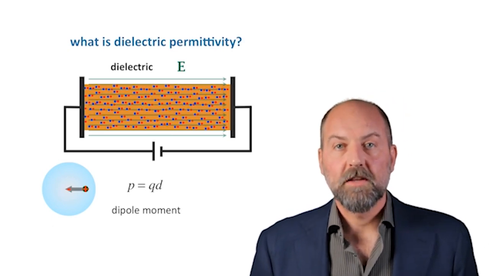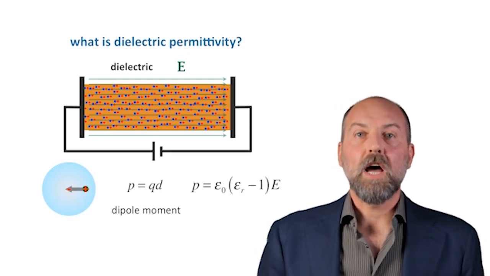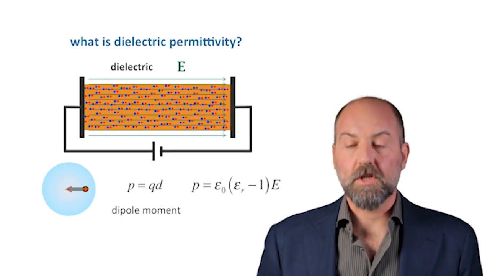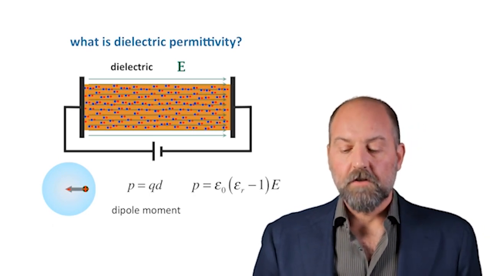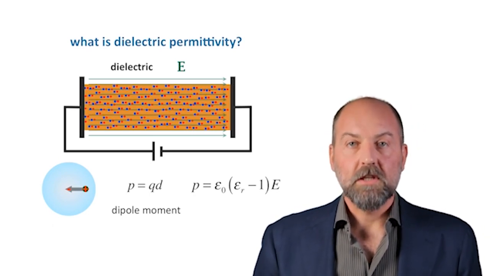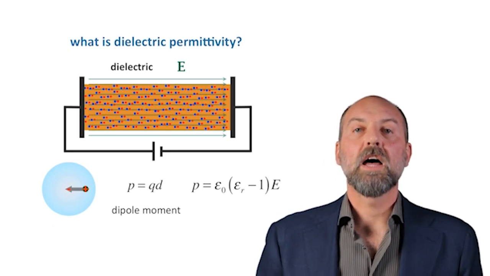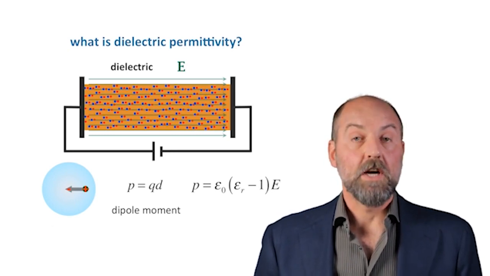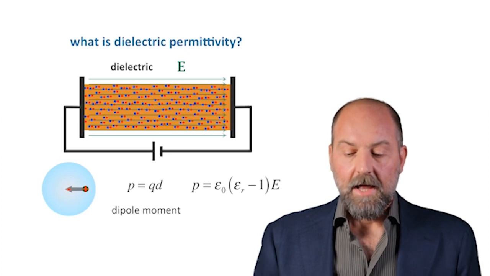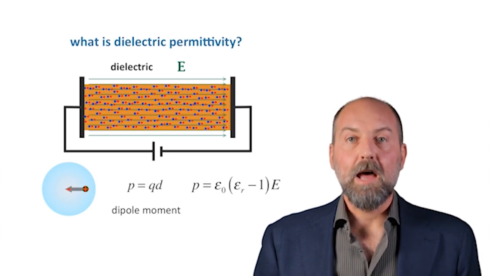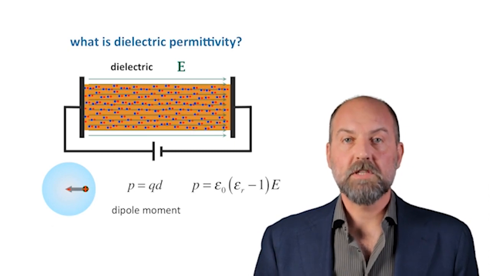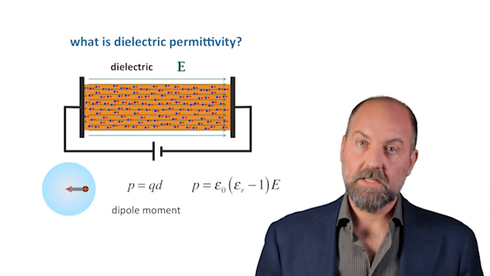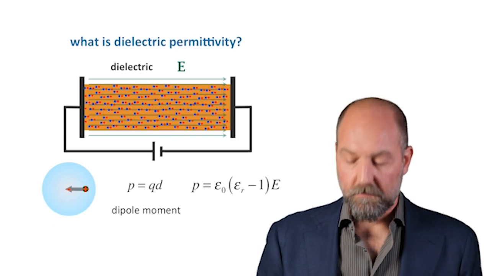Here is the formula that relates the dipole moment to the dielectric permittivity of the material. You will see we refer to epsilon naught as the permittivity of air or vacuum, and epsilon sub r is the relative permittivity. It's the value of permittivity relative to the value it attains in vacuum.